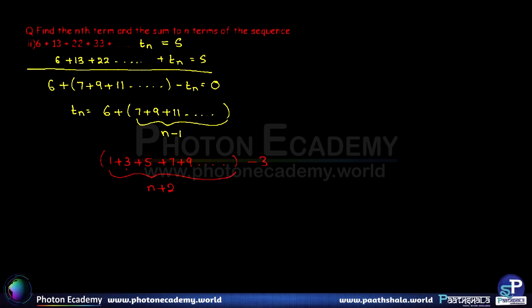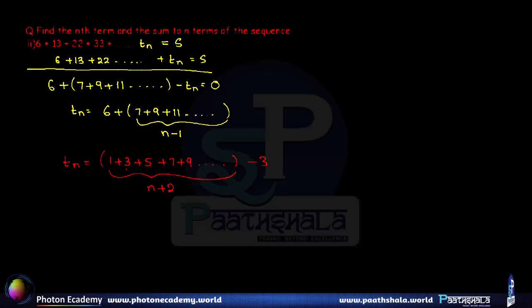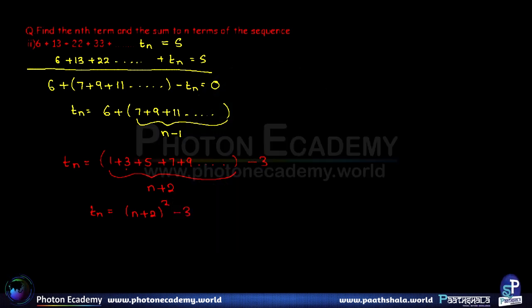Okay. And Tn is this. So we know the formula for sum of n odd numbers, right? It is n square. So Tn is equal to n plus 2 the whole square minus 3. So that is our required Tn.